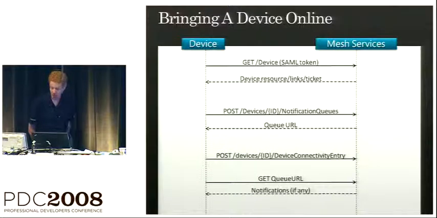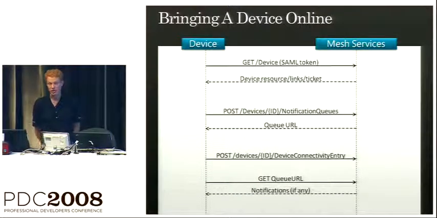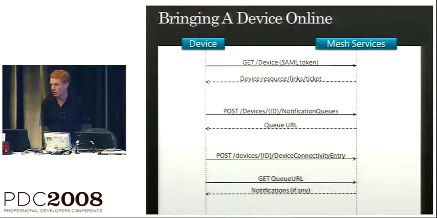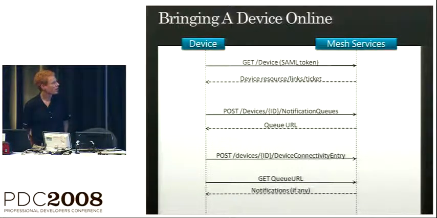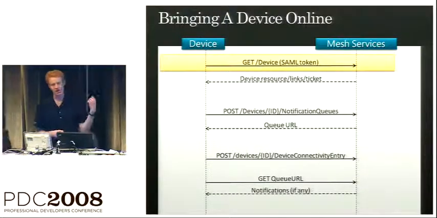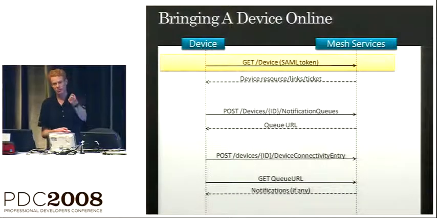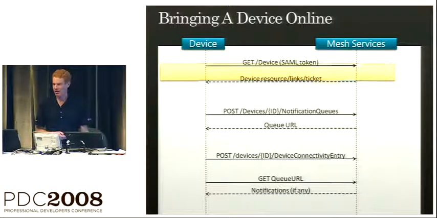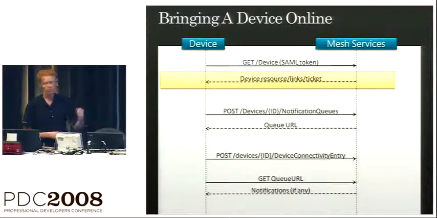The next thing that's going to be interesting if you're a device is actually coming online and getting your notification queue set up. As we talked about, most of the interesting scenarios in the device paradigm revolve around having a notification queue and some online connectivity information. So I'm starting a little bit from scratch here. We would again take that SAML token and go back to the mesh directory and say, here I am. I created an account before. I'm back. And mesh says, welcome back. Great to see you. Here's some information.